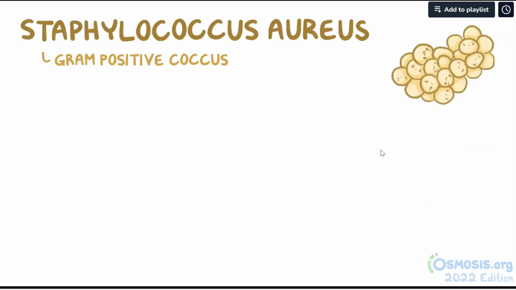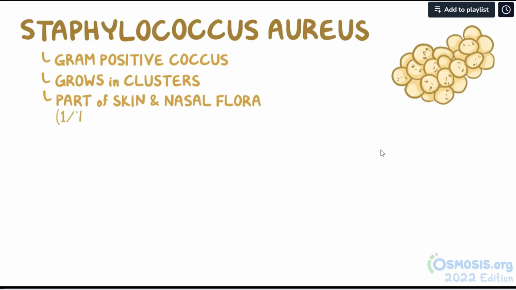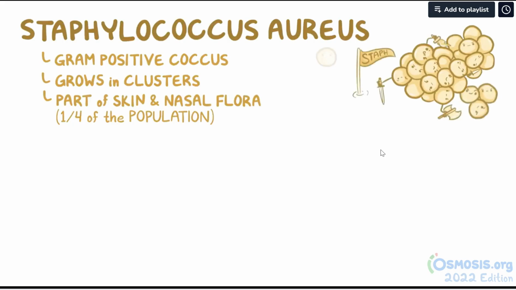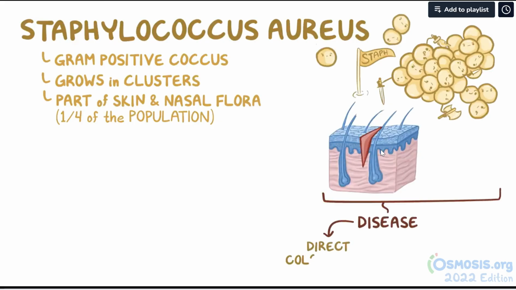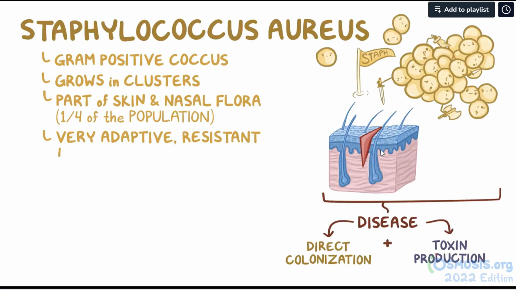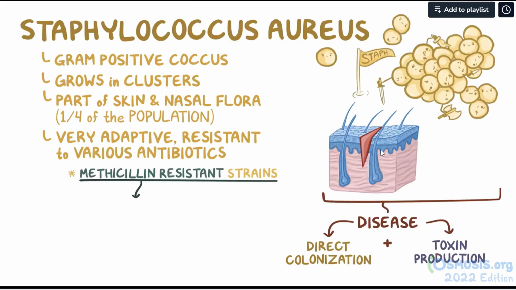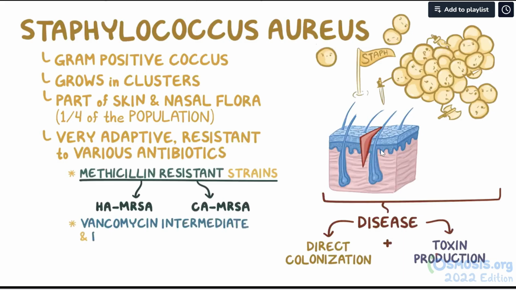Alright, as a quick recap, Staph aureus is a gram-positive coccus that grows in clusters. It's a part of the normal skin and nasal flora in about a quarter of the population. But if it overgrows or if the skin is damaged, then it can cause disease through direct colonization, toxin production, or both. Staph aureus is very adaptive, and it's become resistant to various antibiotics. Methicillin-resistant strains are often classified as HA-MRSA or CA-MRSA, and vancomycin intermediate and vancomycin-resistant strains are called VISA and VRSA.